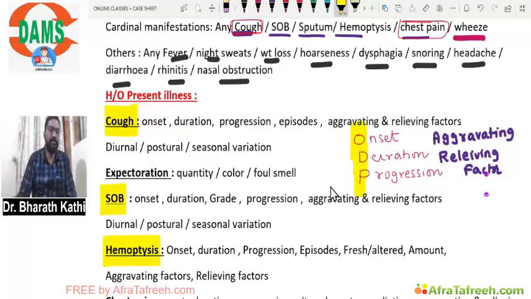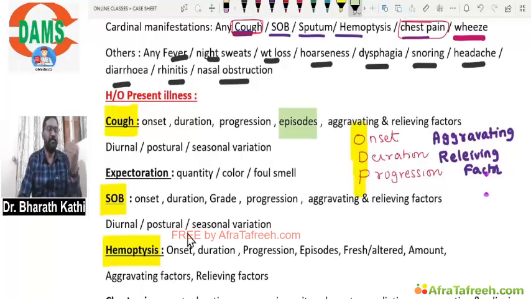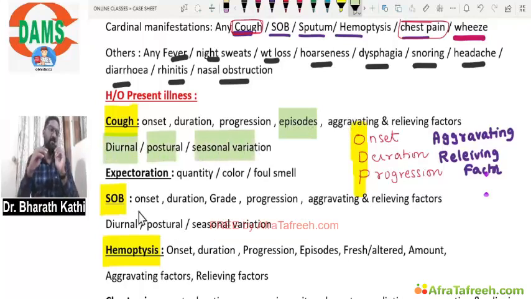Then apart from that, if it is cough, you should ask whether it is episodic. So like if the cough starts, will it continuously happen? And is it episodic? So occurring once in a while. And you should also ask about diurnal, postural and seasonal variation. So when it is more, is it morning, night? Postural, sitting or lying down? Seasonal, is it coming more in the winter?